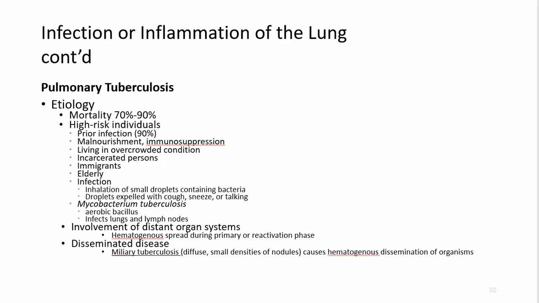Tuberculosis is a disease of Mycobacterium tuberculosis. It's an aerobic bacteria. It has a very high mortality rate for people that get it. And this is pulmonary tuberculosis. You can also get tuberculosis outside of the lungs. It causes caseous necrosis.